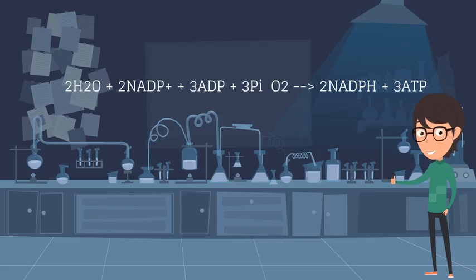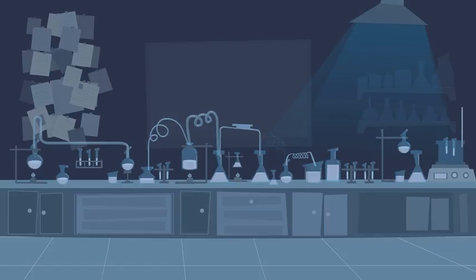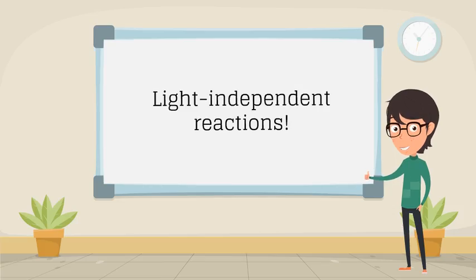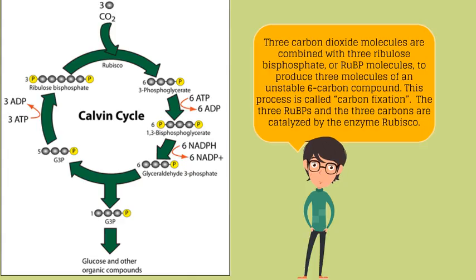2 NADPH and 3 ATP are the final products of light-dependent reactions which supply energy for the light-independent reactions. Here's the full equation for the light-dependent reaction. The next step is the light-independent reactions. This reaction occurs in the stroma, or cytosol-like region of the chloroplast.